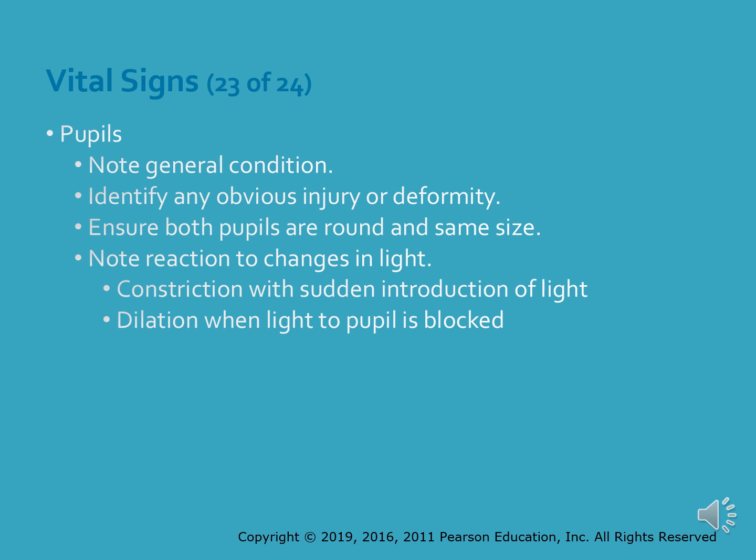Next is the reactivity to light. One of the most important signs of good perfusion is pupils that respond briskly to the presence or absence of light. Pupils should respond to the sudden introduction of light by constricting, and in contrast should dilate when the light to the pupil is blocked.